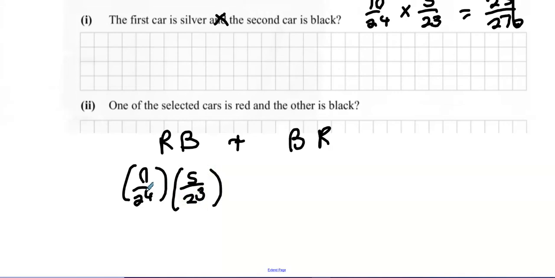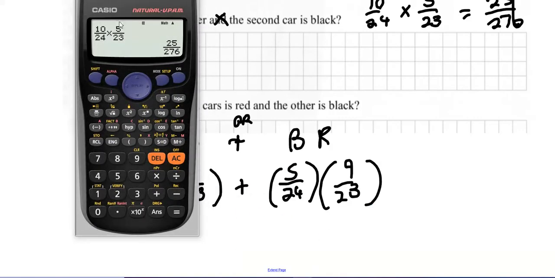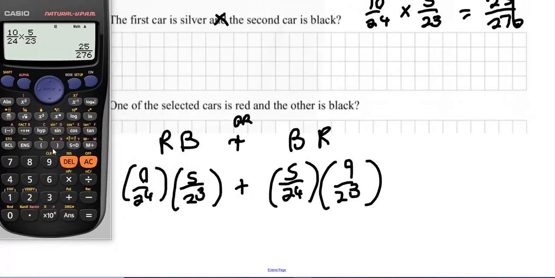9 out of 24 chance of getting the red car first, multiplied by 5 out of 23 to pull the black car second. Or means plus, we could do black, red, which would be 5 out of 24 to pull a black car in the first place, and multiply by 9 out of 23 to get the red car second. So there's 2 different ways this could happen, so that's why we're adding them together. Or we could just multiply that one answer by 2, but it's going to be 9 out of 24 multiplied by 5 over 23.